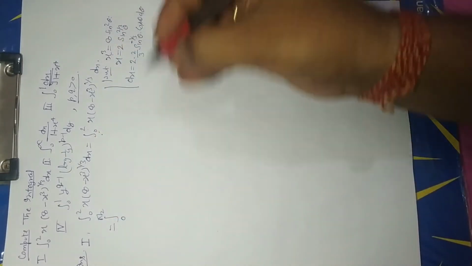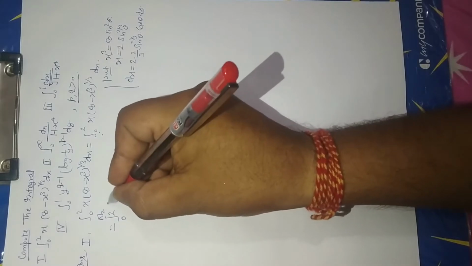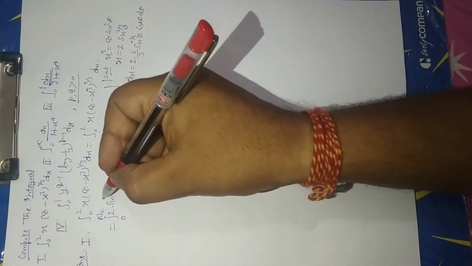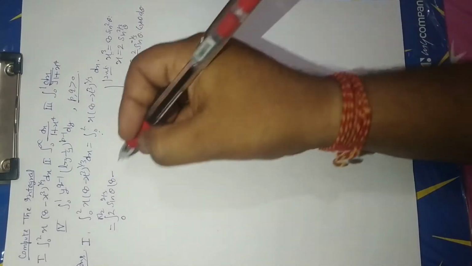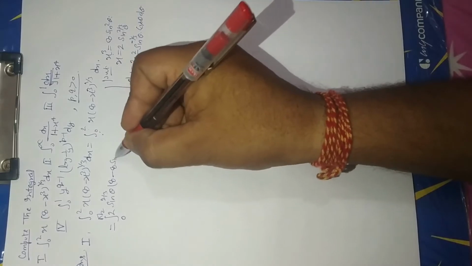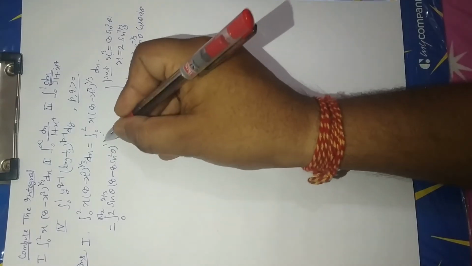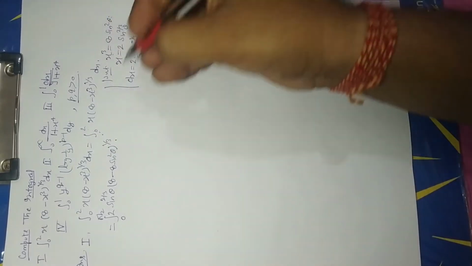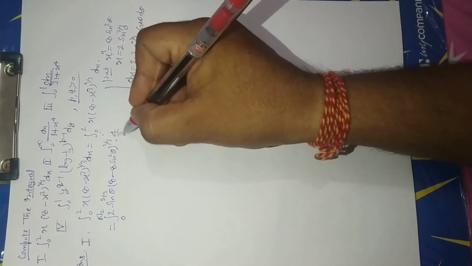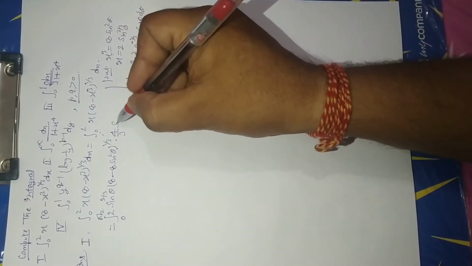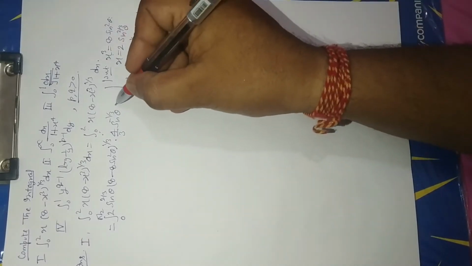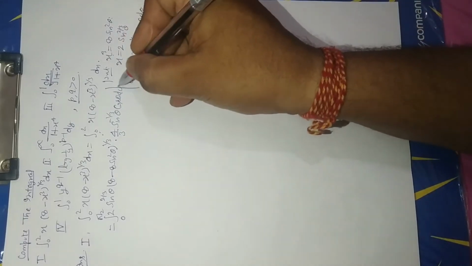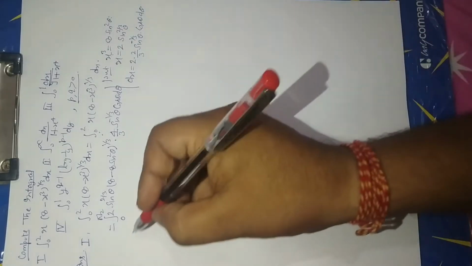x, that is 2 sin^(2/3) θ, and (8 − 8 sin² θ) whole power 1/3. Now dx is 4/3 sin^(-1/3) θ cos θ dθ.